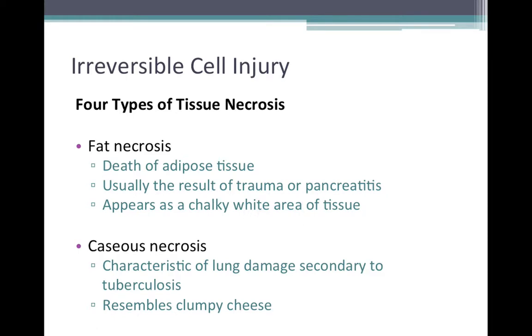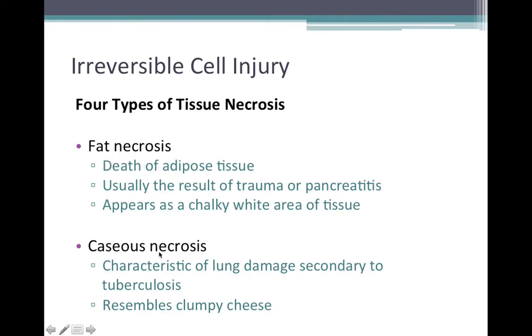In fact, fat necrosis actually causes a form of saponification, like the way that soap is formed, because really soap is just mineralized fat. And so fat necrosis is like a saponification of your body's own adipose. And I'll show you guys a picture of this coming up.